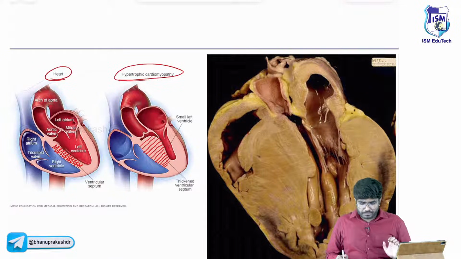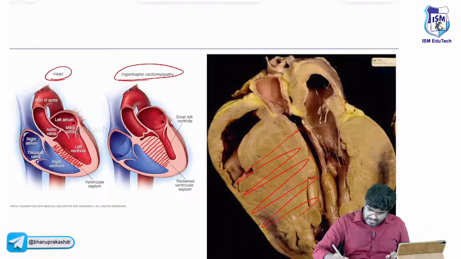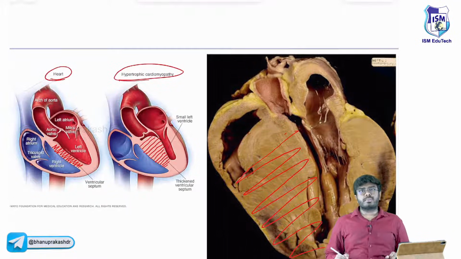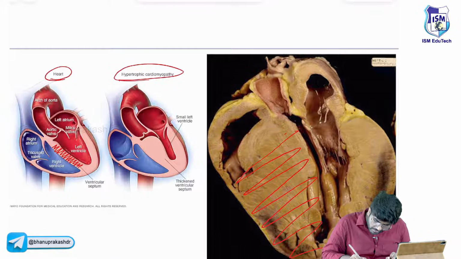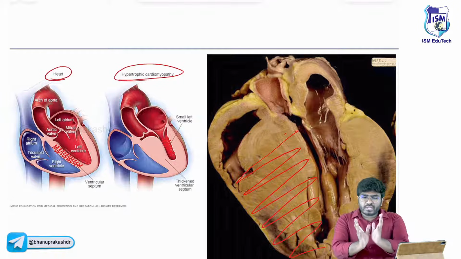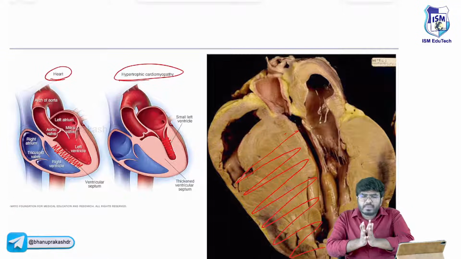One more problem: because of this extra muscle, see how much thicker the muscle is. Such a thick muscle. Asymmetrical septal hypertrophy. Because of this, look at the heart chambers. What is happening to the left ventricular chamber? The left ventricular chamber is getting reduced. Now the left ventricular chamber is very much narrowed down.